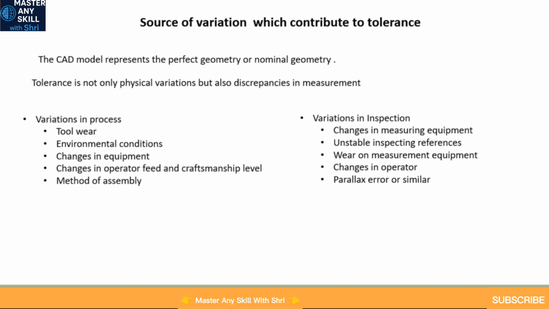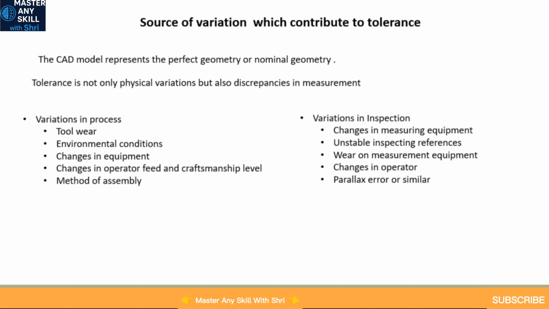So one cause can be the changes in measuring equipment. If there are changes from one piece of equipment to the other, there can be different characteristics, which can lead to variations in the final output data. Unstable inspecting references can also be a problem, and that can give you unreliable data. So it is very important to have stable inspecting references, stable datums.